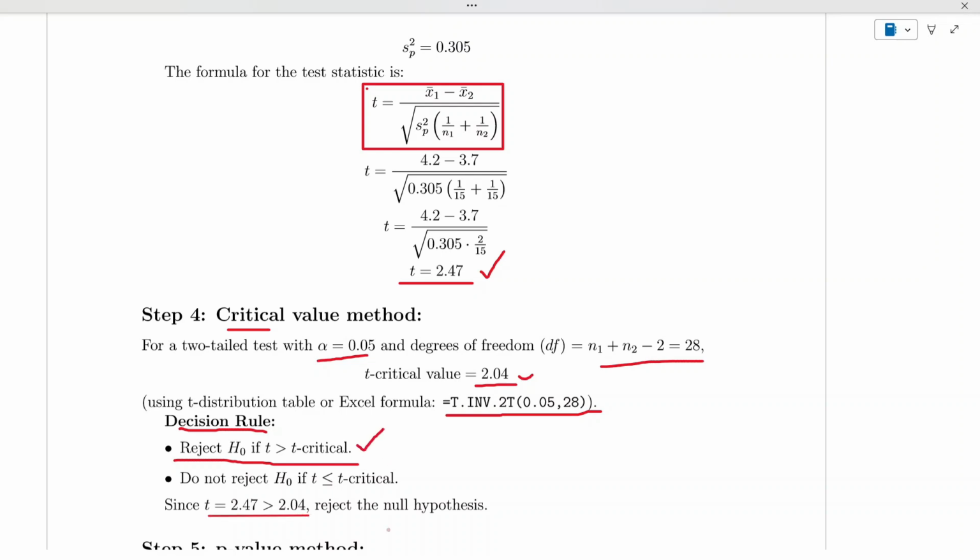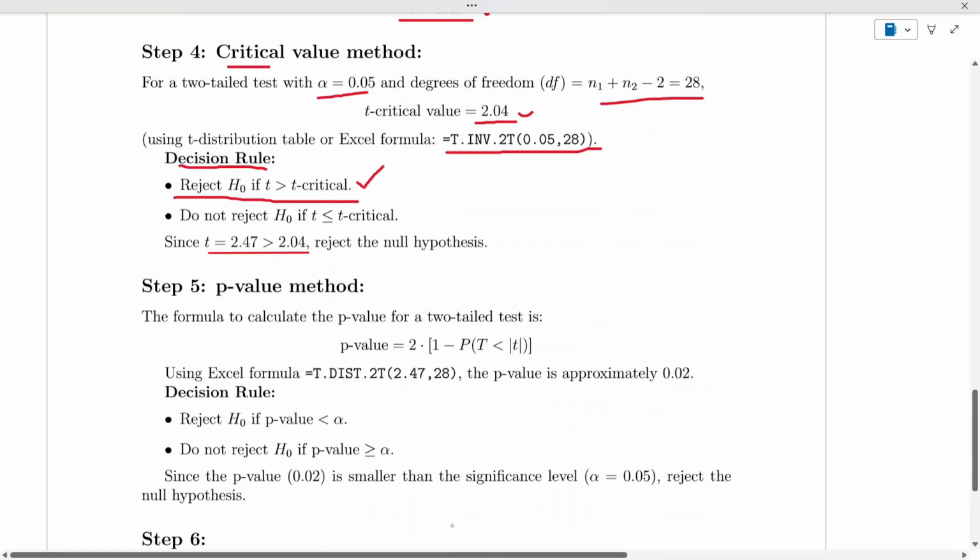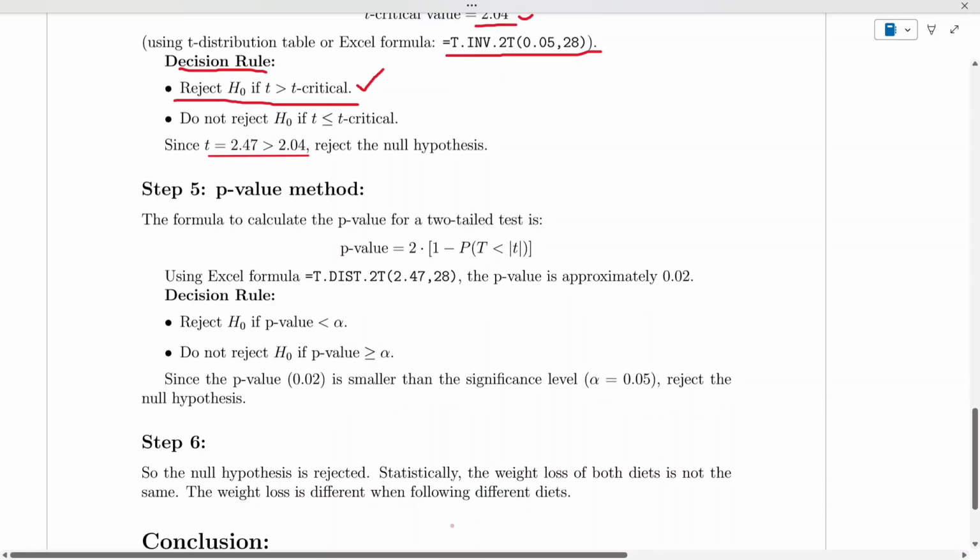Now the question is complete. The conclusion has been drawn. The conclusion is that there is a significant difference in the average weight loss between the two diet plans. But the same conclusion can be drawn using the p-value method also. If someone is more interested in drawing the conclusion using the p-value method, then here we go.